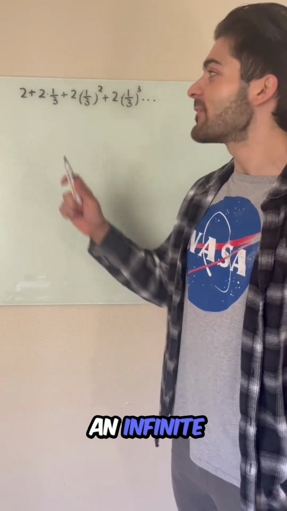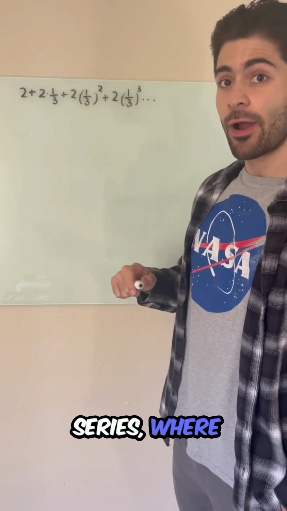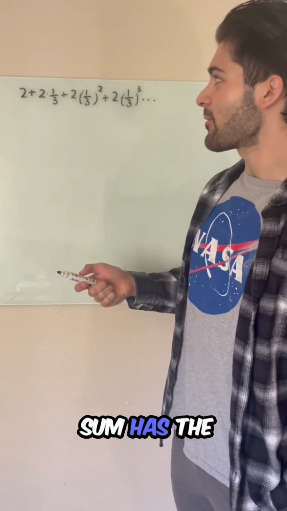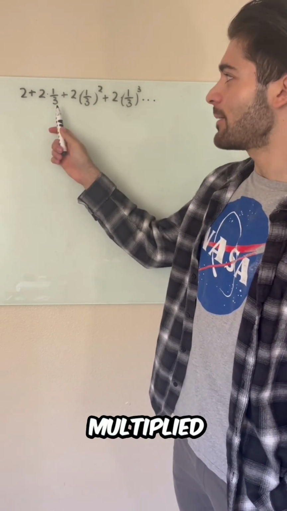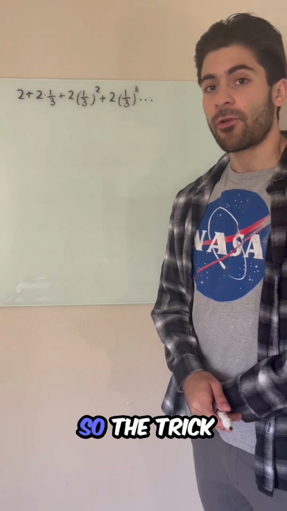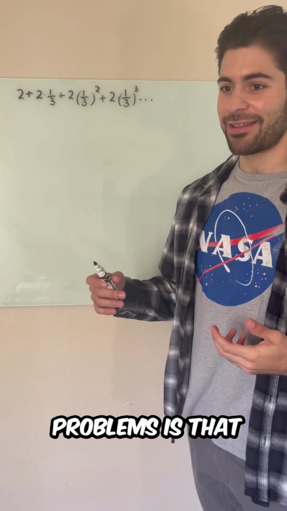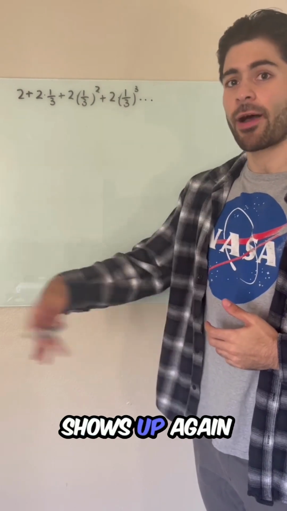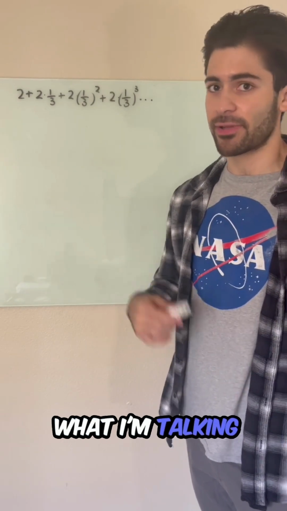This is called an infinite geometric series, where each term in the sum has the first term and it gets multiplied by another number that is raised to some power that gets incremented each time. So the trick with all of these problems is that the original expression shows up again within itself, and you'll see what I'm talking about in just a second.